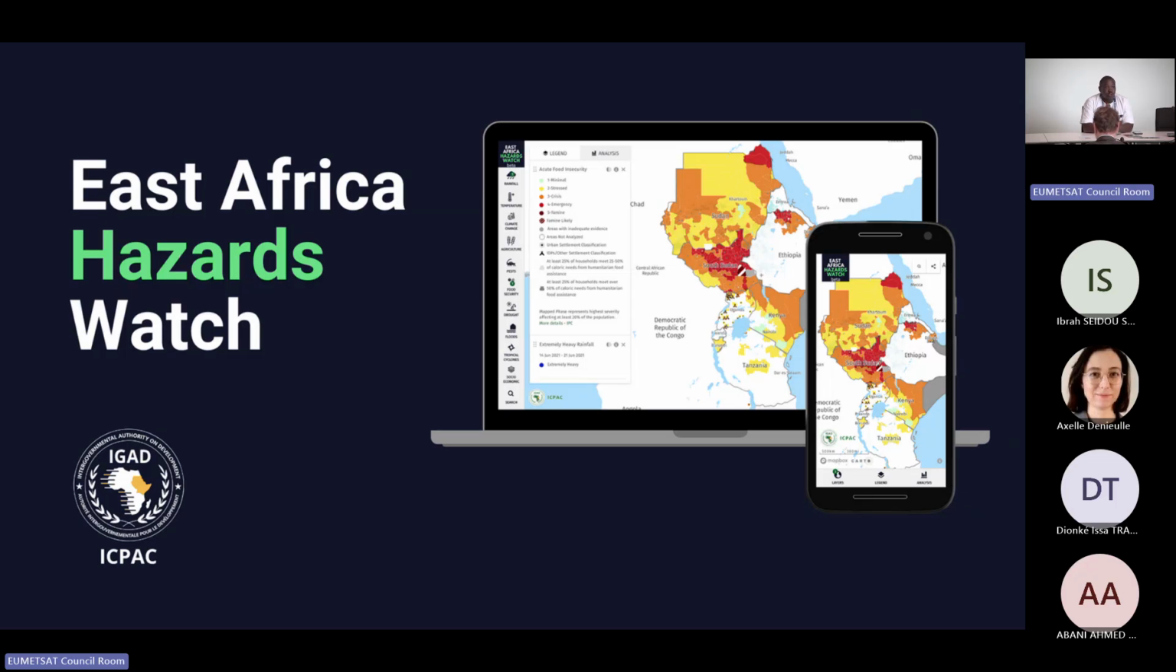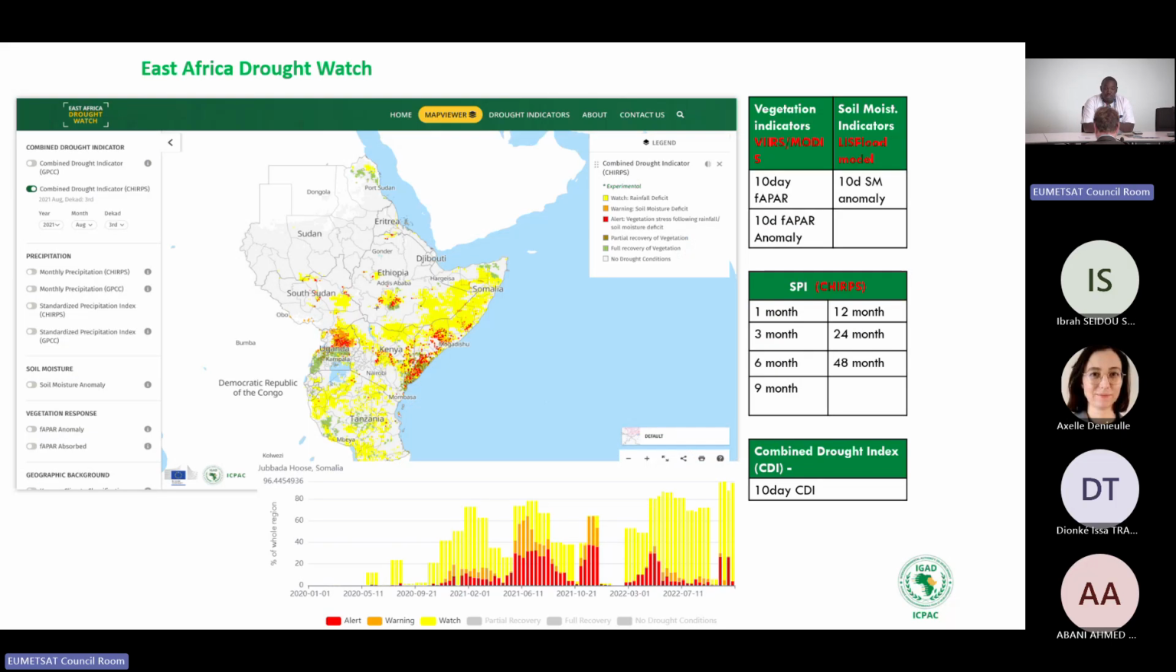ICPAC, through the Disaster Operations Center, operates the East Africa Hazards Watch. This is a one-stop shop in terms of information for both the monitoring aspect and the forecasting aspect, and especially integrating the satellite-derived data sets with the socioeconomic data so that you can basically forecast impacts whenever disasters are going to happen. We're looking at extreme rainfall, temperature, agriculture, also pests, flooding, and also tropical cyclones. I will go through some of the applications within the East Africa Hazard Watch system.